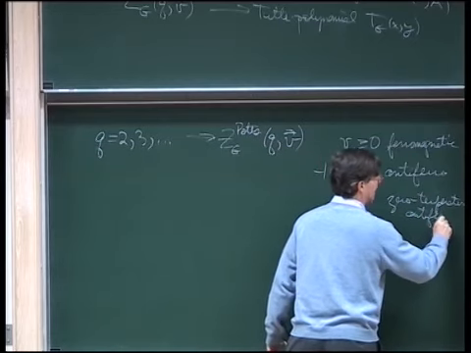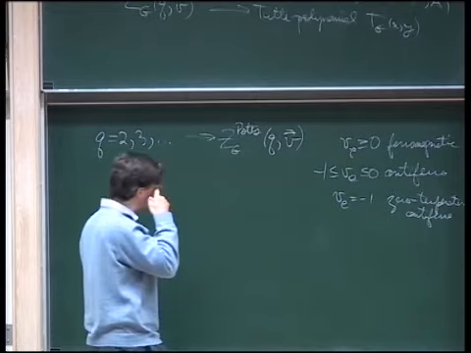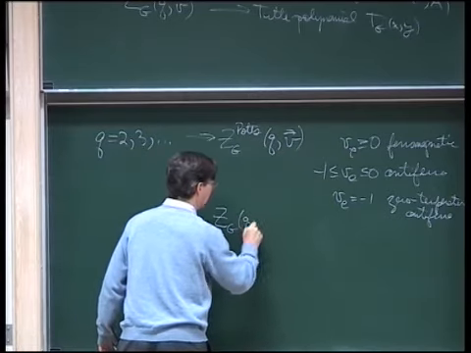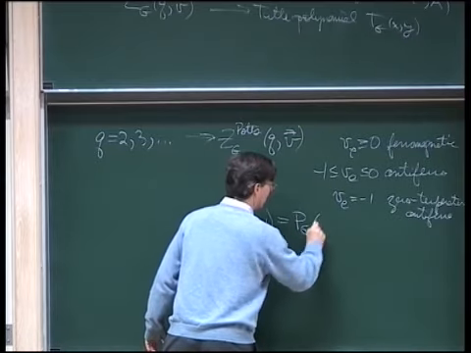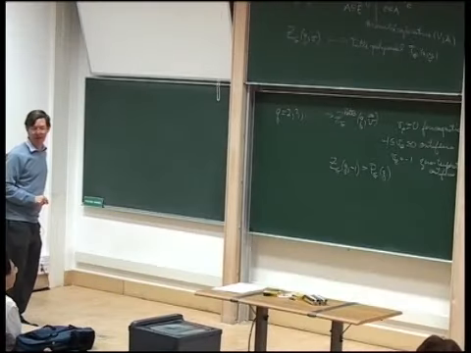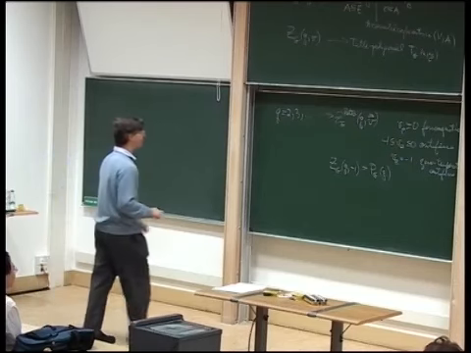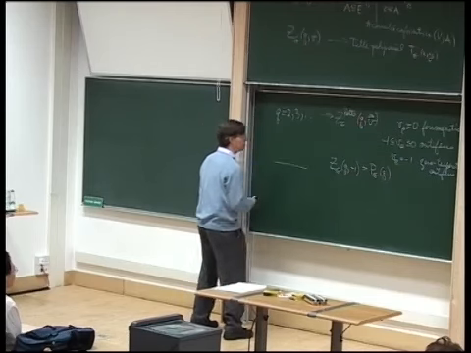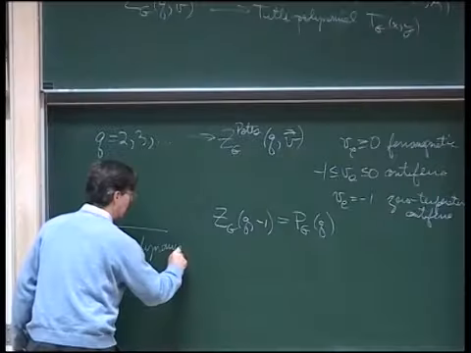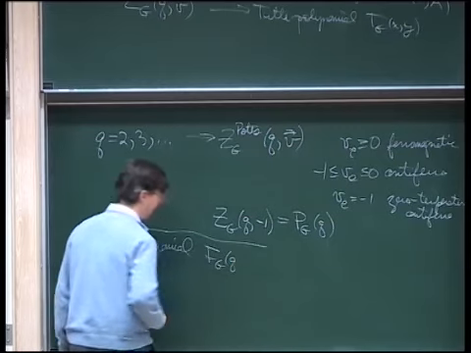Antiferromagnetic, nearest neighbors must be colored differently. So in particular, VE equals -1 counts proper colorings, and therefore ZG of Q and -1 is the chromatic polynomial. And by the way, this gives one proof that the chromatic polynomial is the restriction to integers Q of a polynomial.